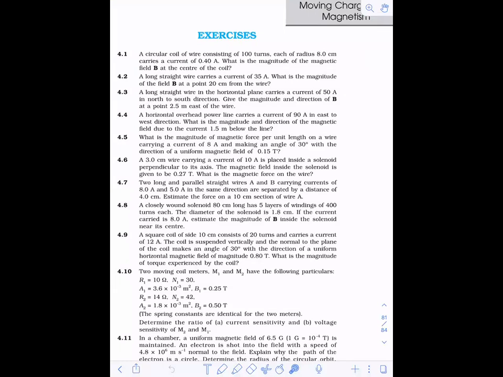The first question says a circular coil of wire consisting of 100 turns, each of radius 8 centimeter, carries a current of 0.4 ampere. What is the magnitude of magnetic field B at the center of the coil? So this is a direct formula based question. How do you give the magnetic field due to a circular coil at the center?